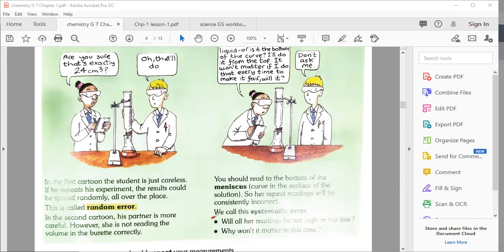Now your assignment, so please everyone should do or write these two questions about the assignment. Will all her readings be too high or too low?